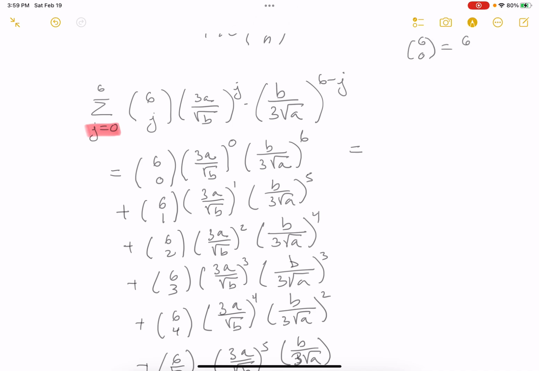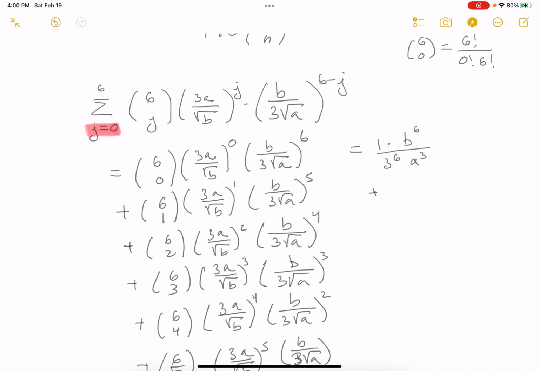It means 6 factorial over 0 factorial times 6 factorial. Well, 0 factorial is 1. Whatever 6 factorial is, when you divide by 6 factorial, you get 1. Then there would be absolutely no factors of that 3a over root b, but there would be 6 factors of this. So that's b to the 6th, and I don't want to do it, but I'll write it down. It's 3 to the 6th, and then that would be a cubed.